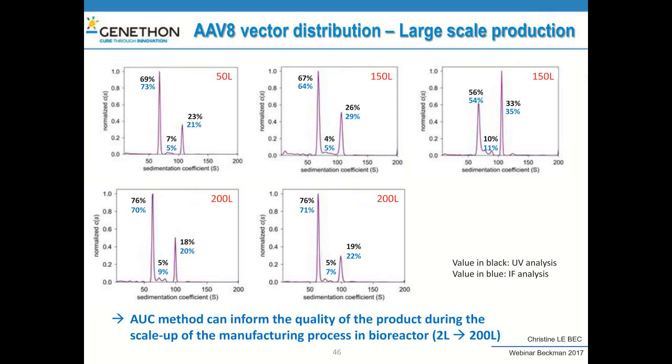We also check for the vector, which can inform you about the quality of the product during the scale-up of the process. And you can see on this slide that we have run some different batches, the same product, but at different scales, 50 liters, 150 liters, and 200 liters. And the AUC gives you the profile of your vectors, and it can give you information about the manufacturing process when you scale up the process.